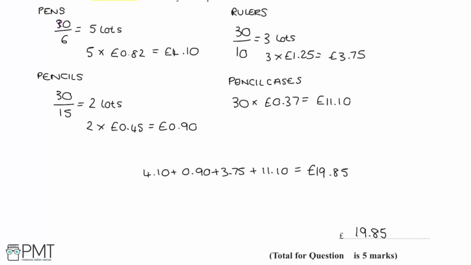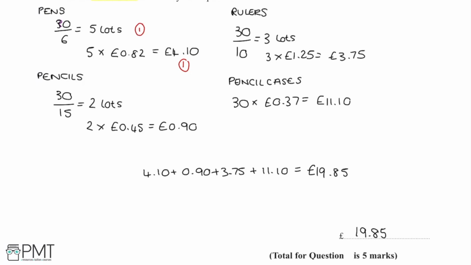So now for how the marks were awarded here. The first mark would be for starting the process. So, for example, doing this 30 divided by 6 to gain an answer of 5 lots, that would gain me the first mark here. Then the second mark would be for using this, following it through and finding the cost of 30 pens, or pencils or rulers, either of these work.